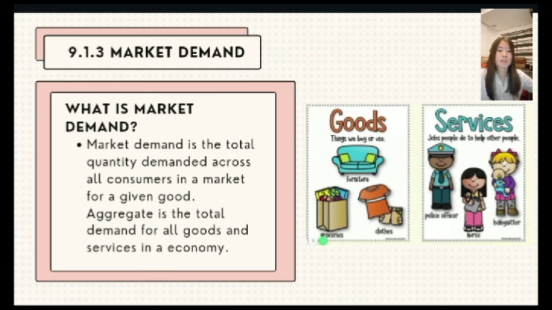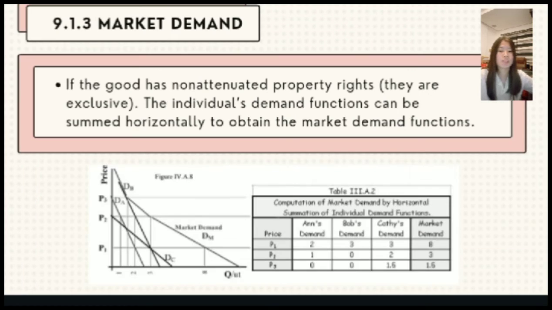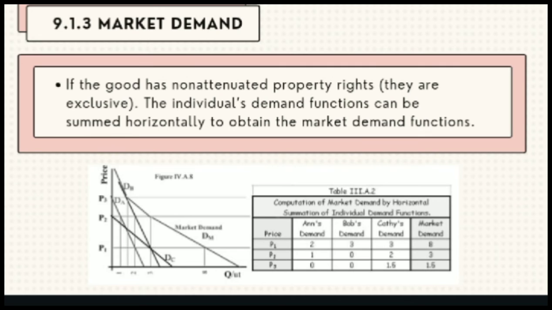Tulad ng pagkakaroon ng demand sa drugstore and other stores that we buy equipment and other commodities na mas kailangan natin at this time of pandemic. Market demand. If the good has non-attenuated property rights, they are exclusive or pili lamang yung product na kasama para sa kabuoang bilang. The individual's demand function can be summed horizontally to obtain the market demand function.